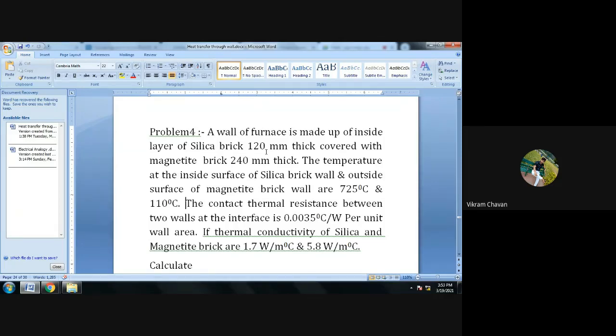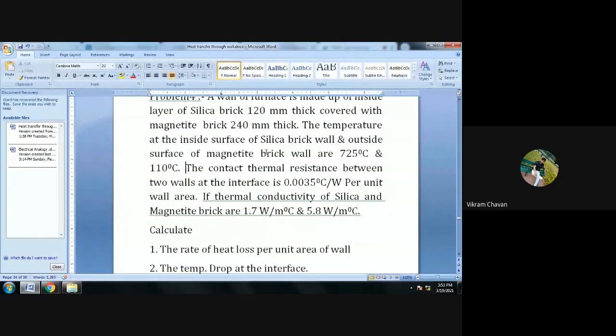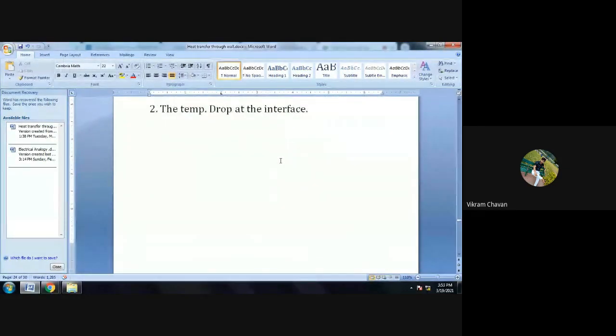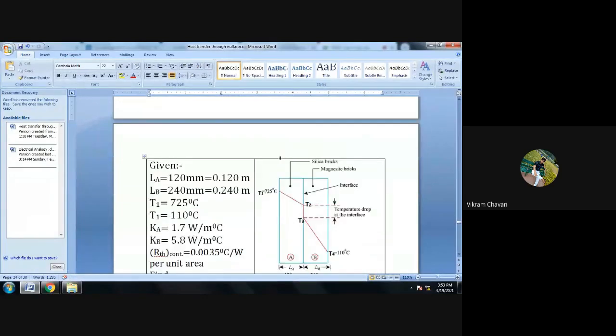It is provided as 0.0035 degrees Celsius per watt per unit area of wall surface. Also they have provided the thermal conductivities of magnetite and silica wall. Now we have to calculate the rate of heat loss per unit area of wall and the temperature drop at the interface. These two things we have to determine. Initially we have to draw the diagram according to the data.